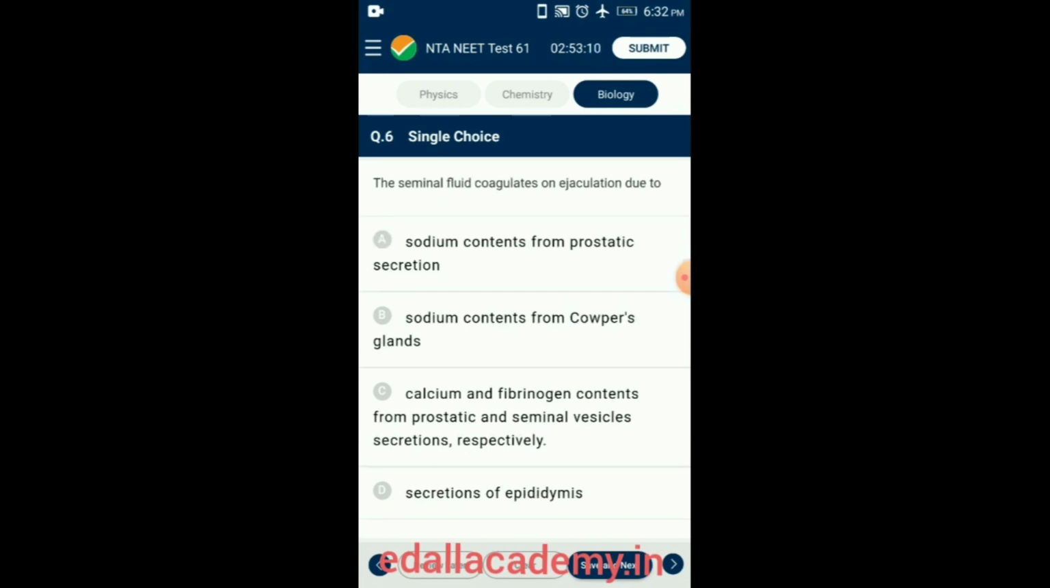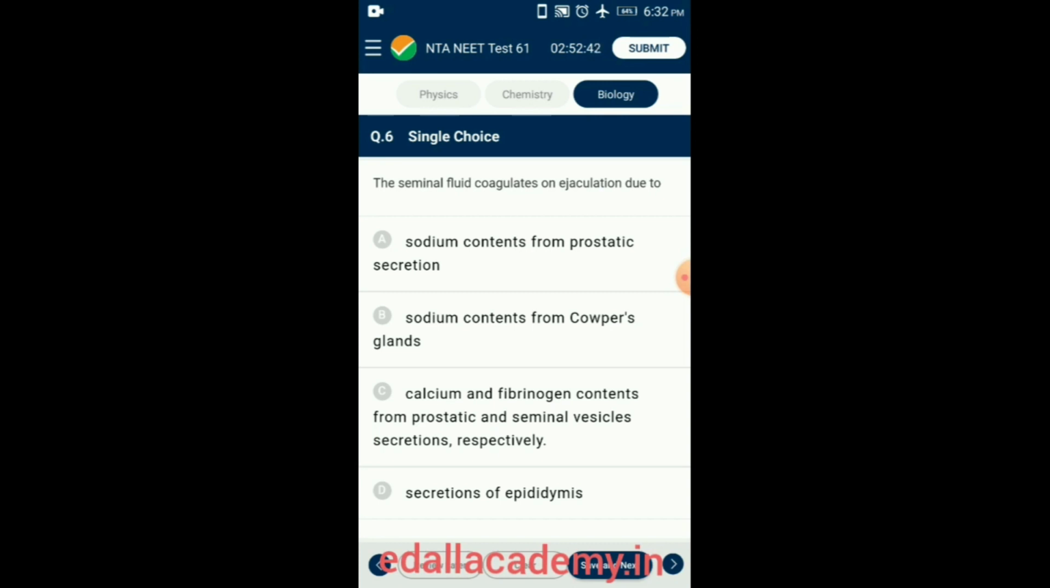Question number 6. The seminal fluid coagulates on ejaculation due to. After ejaculation, within 15 minutes, the semen coagulates. The calcium and fibrinogen help in seminal clotting and form globules. Thus, this helps to keep the ejaculated sperm in the female reproductive tract.